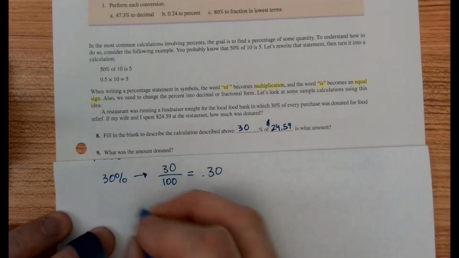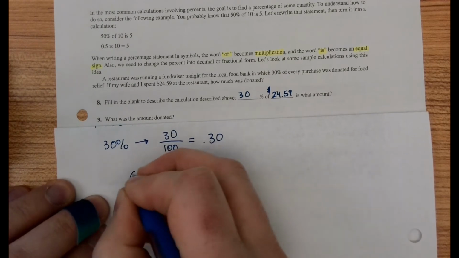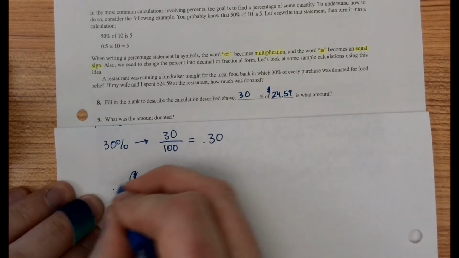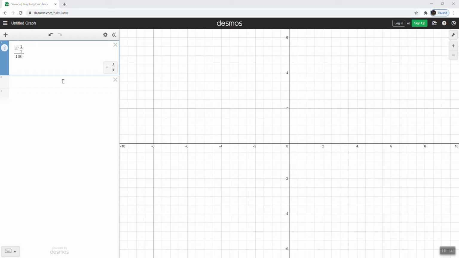So to do that, we would just take our 24.59, and the units there are dollar signs, and we're going to multiply it by 0.3, and that's going to get our value. So let me do this in Desmos. I'm going to do 0.3, and I'm going to hit the Shift 8 button to put in multiplication, and then I'm going to type in my 24.59, and there is our value, 7.377. This is the amount.